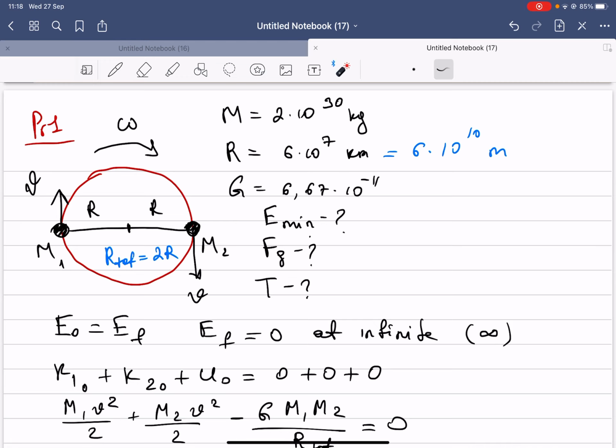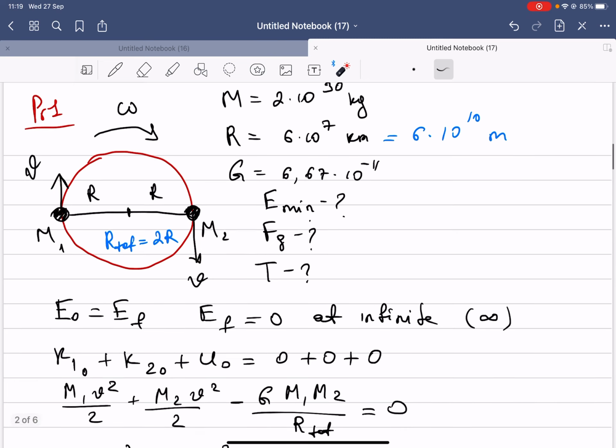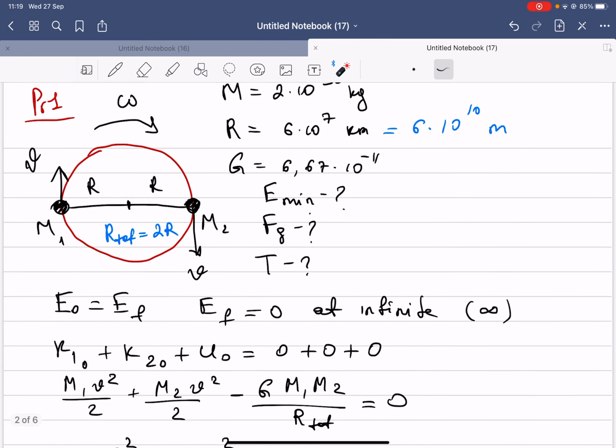We also can find what is the Fg, what is the period of the orbiting. So we know that these two stars are identical. They're revolving along its center of mass, and star speed will be pointing in this direction. So let's first find the minimum energy.